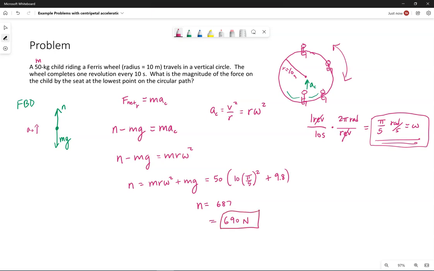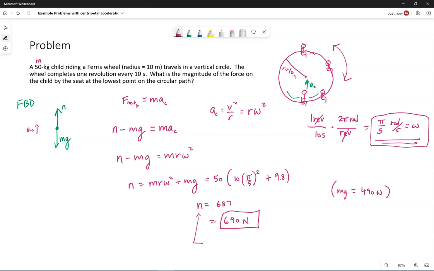The force on this child from the seat when they go down through the bottom will be 690 newtons. That's bigger than the force of gravity, mg acting on them, 50 times 9.8 would be 490 newtons. So they feel heavier at the bottom.